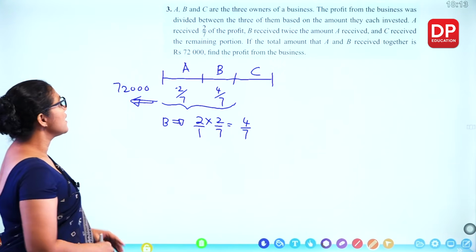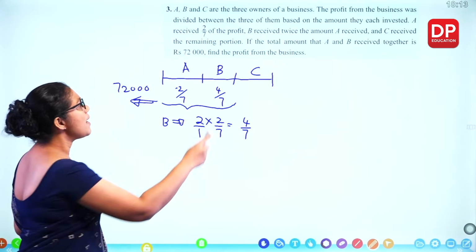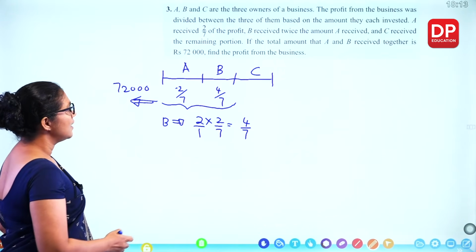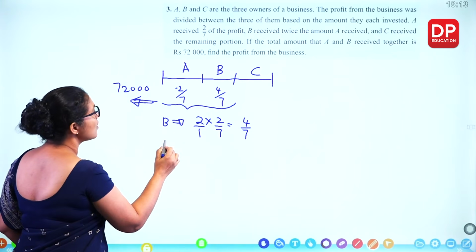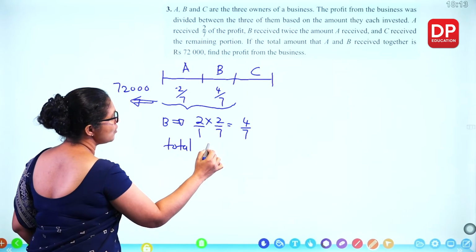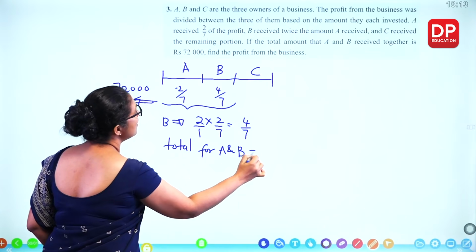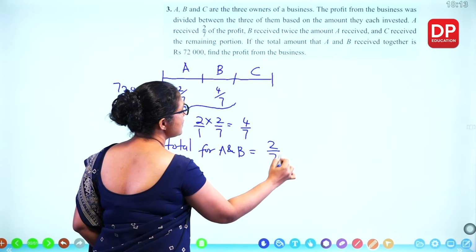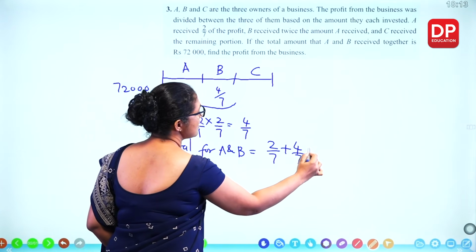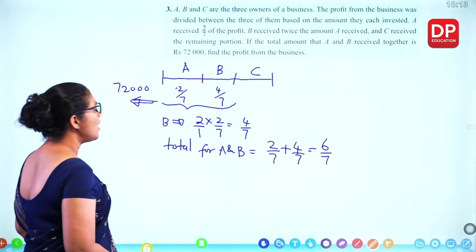So the full part you have to find. Now how do you find out the remaining portion for C? We know the total for A and B. First, we'll find the total for A and B. You can add it, 2 sevens and 4 sevens. So what's the addition? 4 plus 2, 6. 6 sevens for A and B.